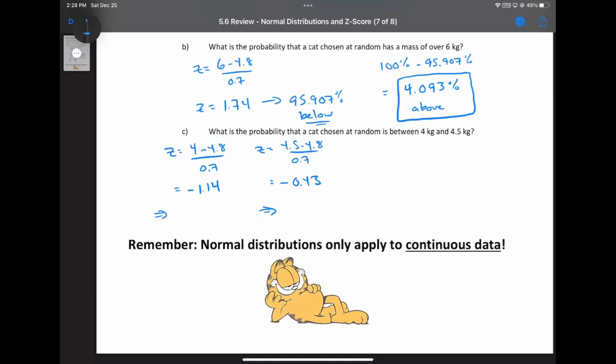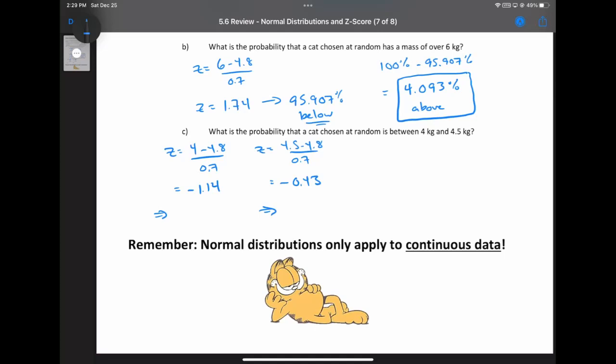Now you recall I'm using arrows here and not equal signs because z-scores and percentiles are not equal to each other. They're just related to each other through the z-score table. So using an equal sign and then writing a percent, negative 1.14 is not equal to a positive percent. It just corresponds to it on my table.